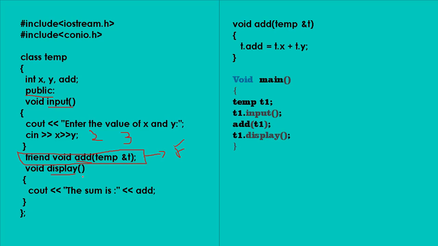Here we have void display. The void display prints the sum, that is, you are displaying your output. Then you are closing the bracket and you have to put a semicolon. Then the class has been defined.